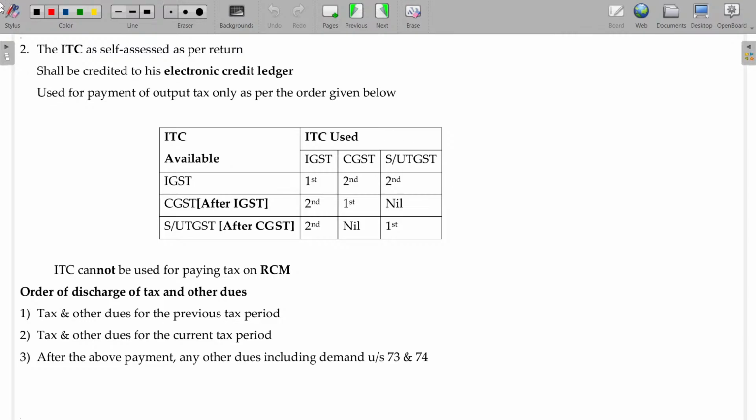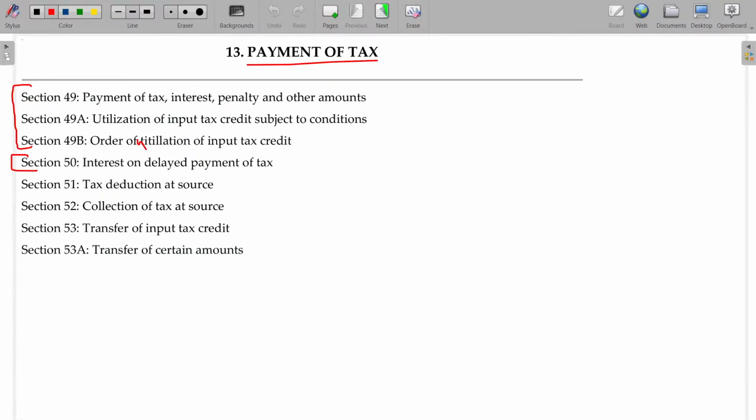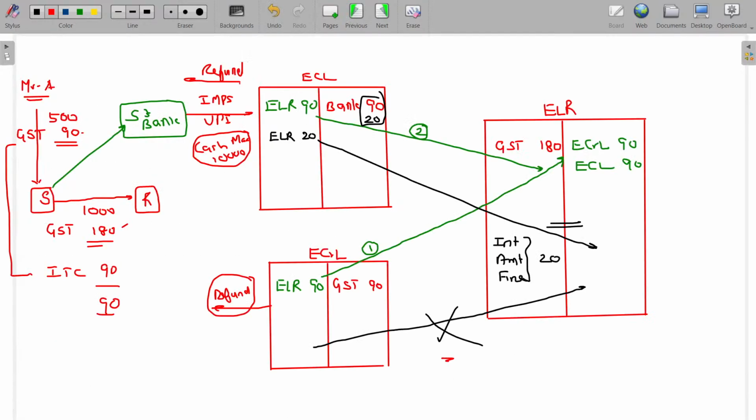Now, what about the ITC? Based on the self-assessed return, you self-file and you say that this is the GST I paid while purchasing, you can claim the ITC. The ITC shall be credited where? Electronic credit ledger. This will be used for payment of output tax only. You cannot use it for tax, interest, penalty or any other amount. For this purpose, this cannot be used.